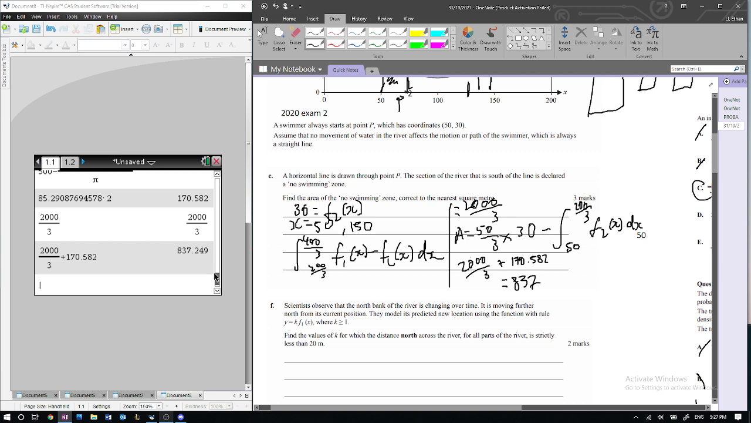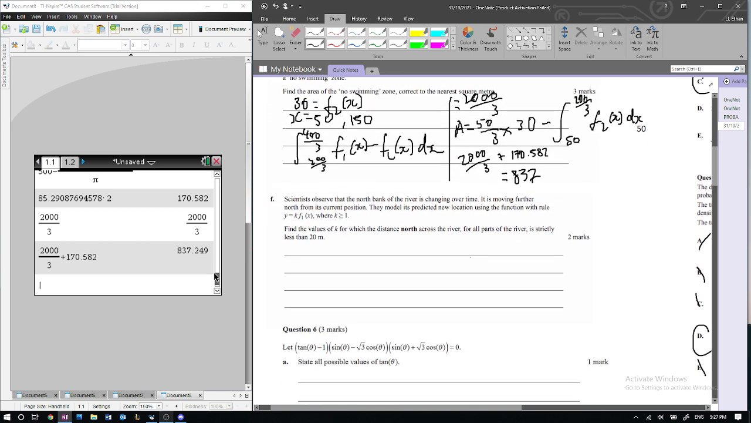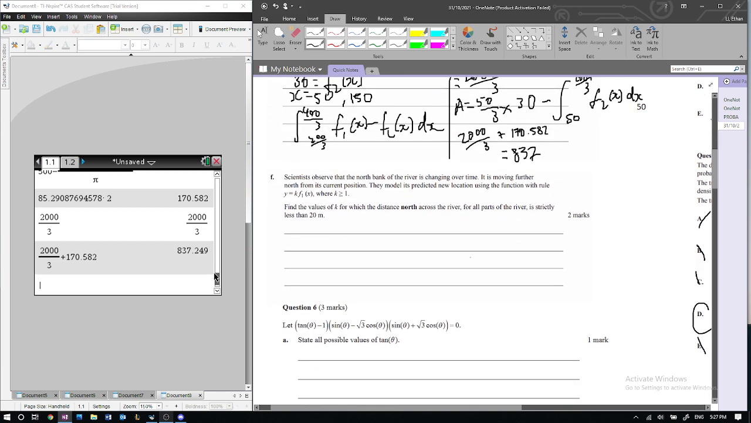Okay. Now moving on to question F. Scientists observe that the north bank of the river is changing over time. It is moving further north. The rule K f1 of x. Okay, so that's the north bank. And then for which the distance north across the river for all parts of the river is strictly less than 20 meters.